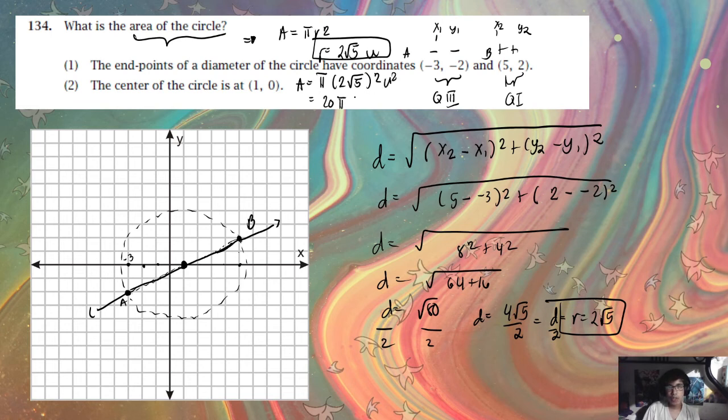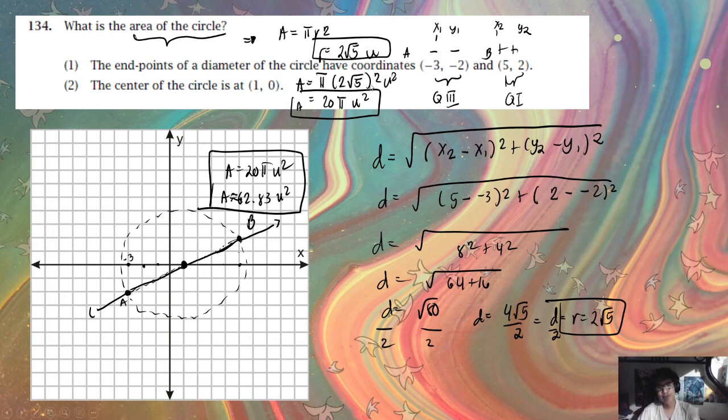So therefore, the area of our circle is equal to 20 pi square units. Or if you evaluate that and use a decimal value, that's going to give us approximately 62.83. So the approximate area of our circle is around 62.83 square units. And that's how we answered our first problem using the distance formula.